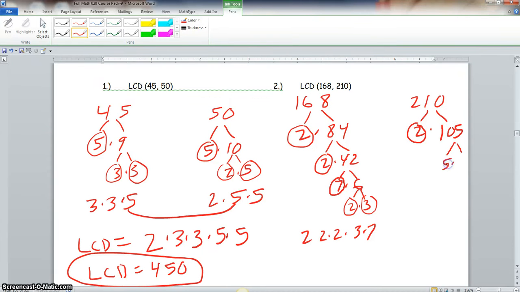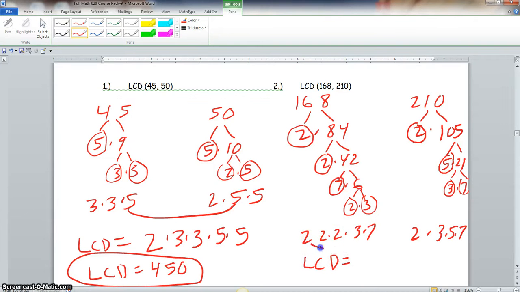We could do here 5 times 21. And 21 breaks down to 3 times 7. So now we have a 2, a 3, a 5, and a 7. Now we want to build our LCD. Now remember, this was the prime factorization here. Now we do our LCD.